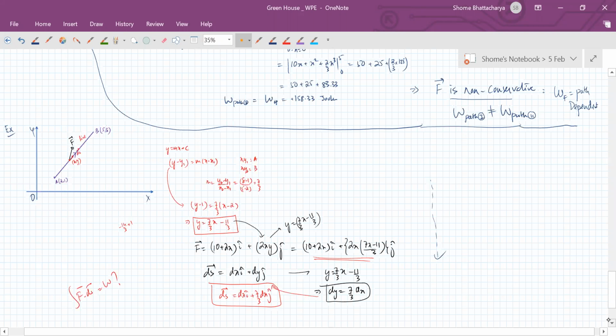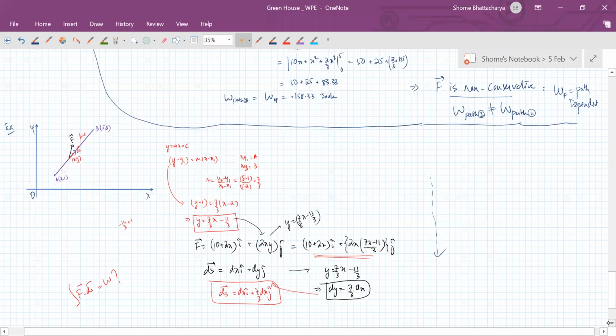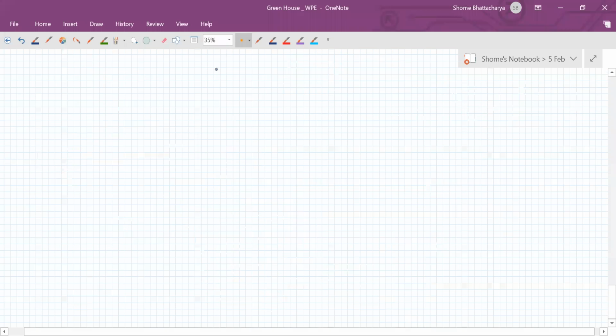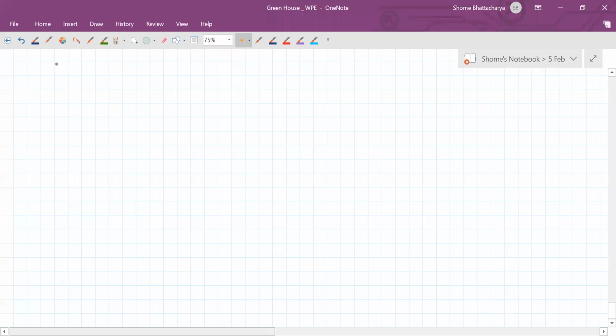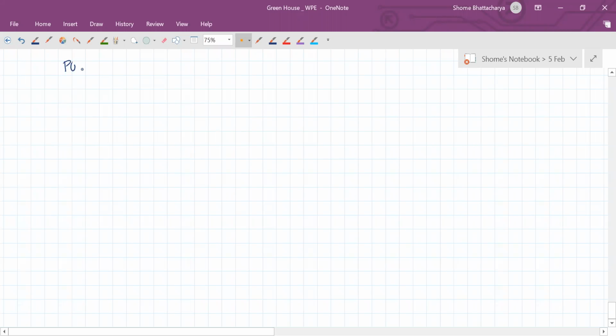Okay, good. So once we are clear about conservative and non-conservative forces, next we move on to the concept of potential energy. And we'll see that it has a relationship with conservative force. So what is potential energy? It is a form of mechanical energy which can be interconverted into kinetic energy and back from kinetic energy to potential energy.